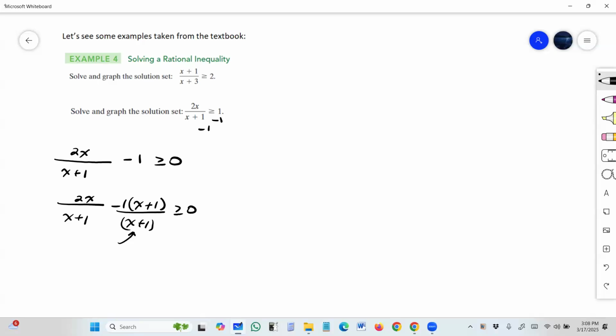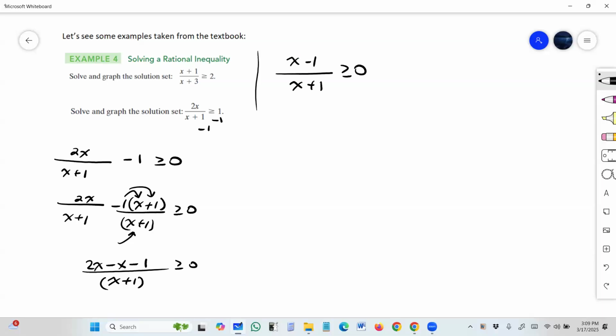Now, once you have a common denominator, combine it as a single fraction. Distribute the minus 1, so minus x minus 1, greater than or equal to 0. Combine like terms right here. So I have 2x minus x, which is just x, minus 1, over x plus 1. So this is now my fully factored rational expression, or rational inequality.